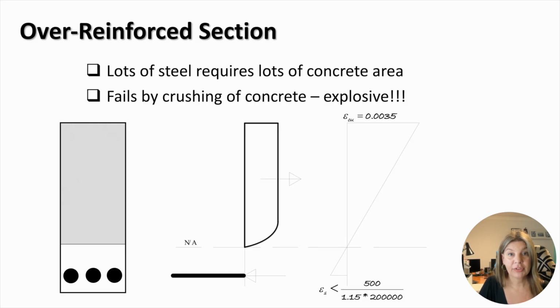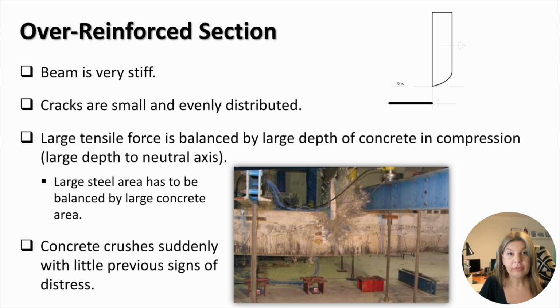This is a typical cross-section of an over-reinforced beam. As you can see, the section has a lot of reinforcing steel and a very large compression zone. The over-reinforced beam is very stiff. Since the tension zone is very small, the beam develops small cracks. A large tensile force in the steel has to be balanced by a large depth of concrete in compression. Concrete is overloaded and fails suddenly by crushing with very little warning signs.